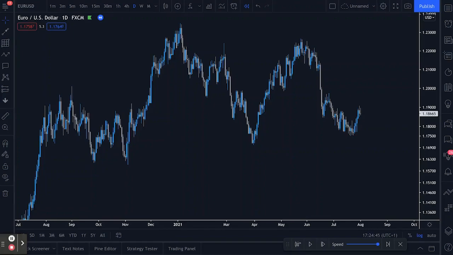So for the final video in this section of the course, I'm going to be showing you an example, bringing everything together and showing you those scale-ins and stop loss management as well.